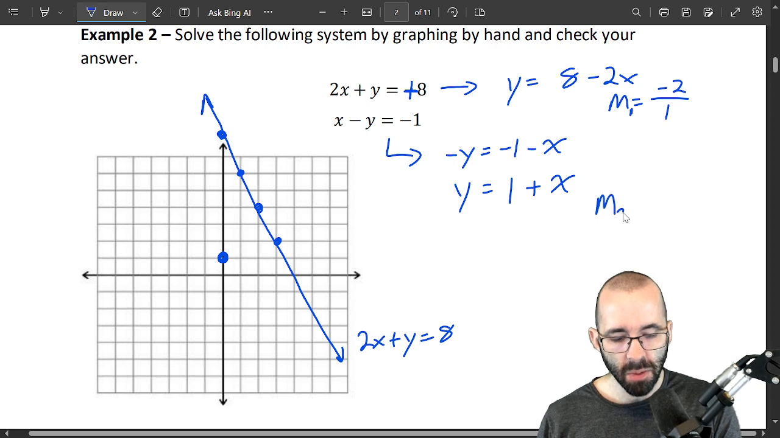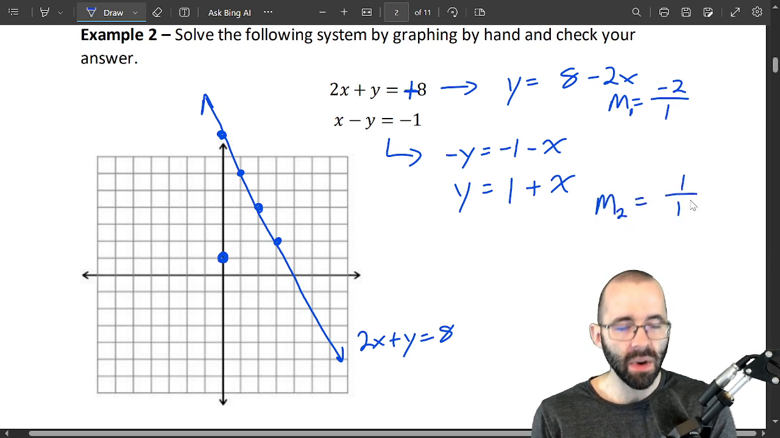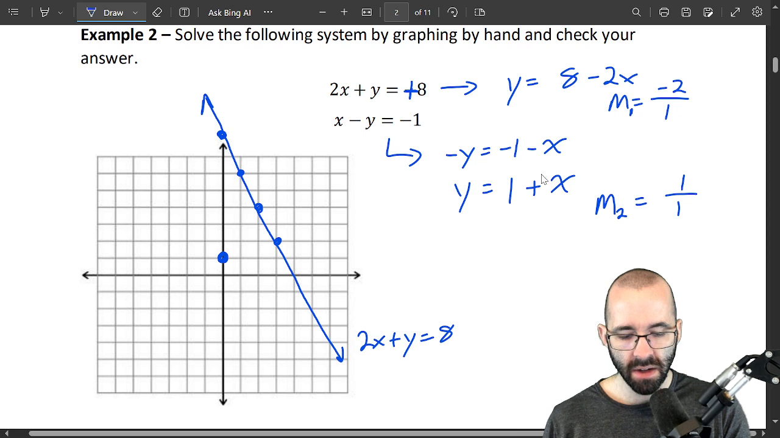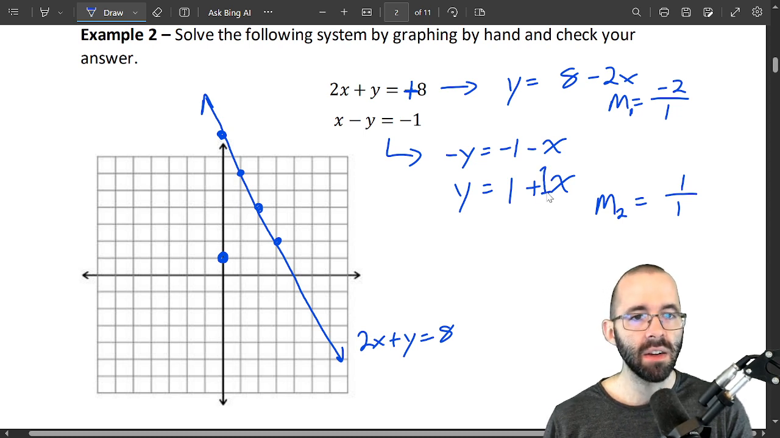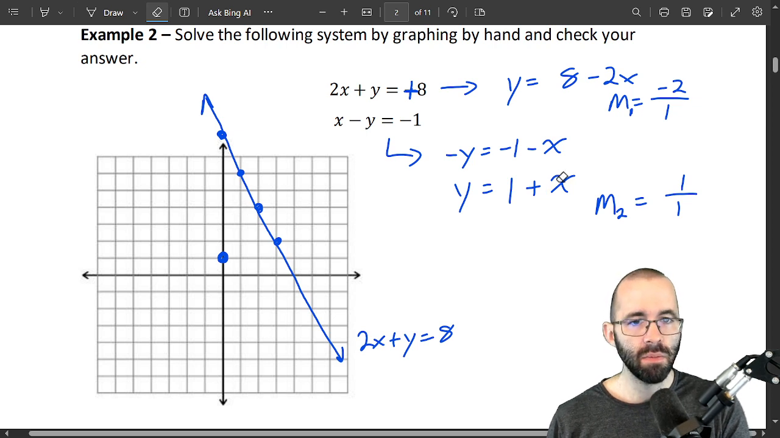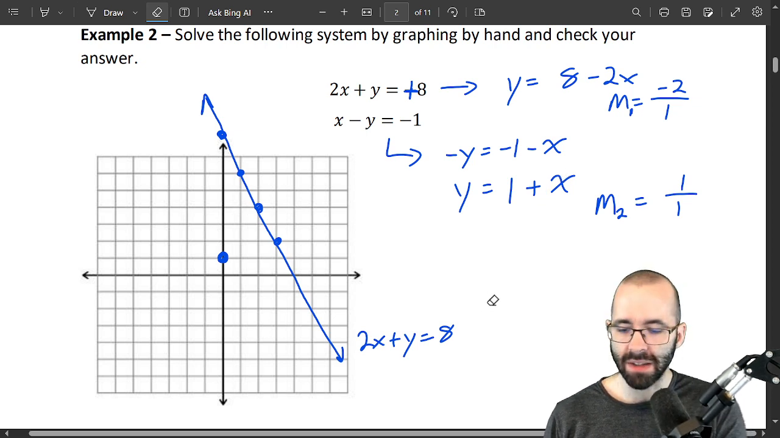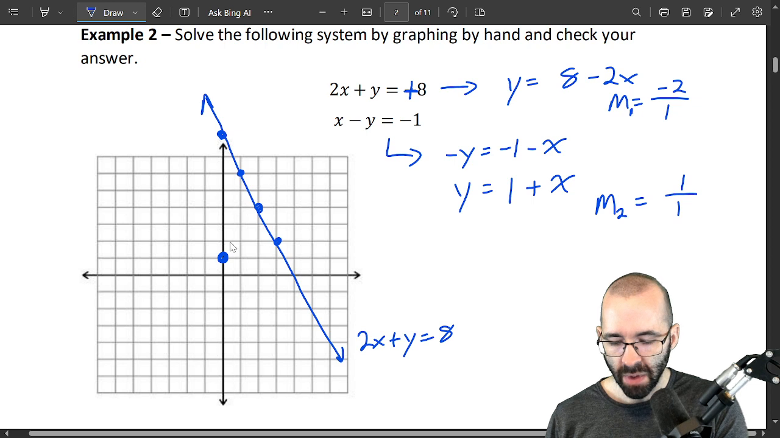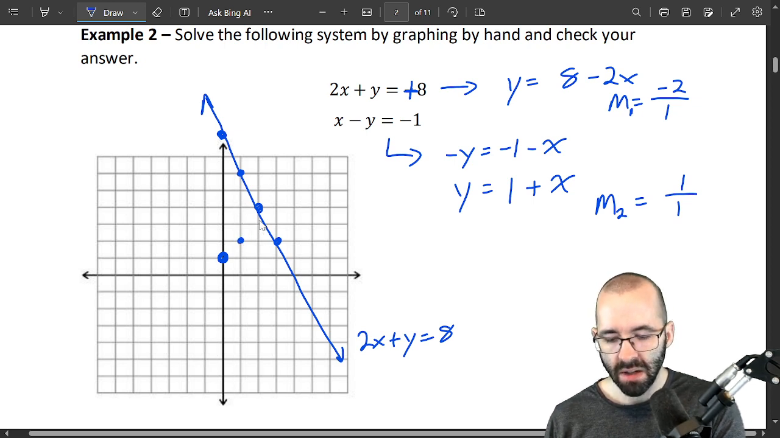So our second slope is positive 1, and we could write that as positive 1 over 1. Right? There's a 1 right here. We don't write 1x, we just write x. But when you see an x, it's always 1 times x. So that means we go up 1 and right 1, up 1 and right 1.